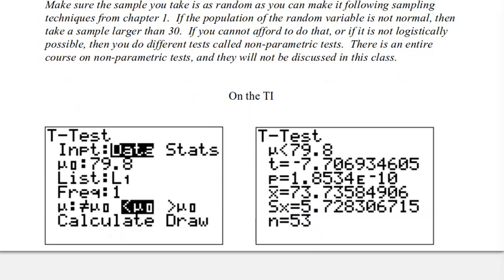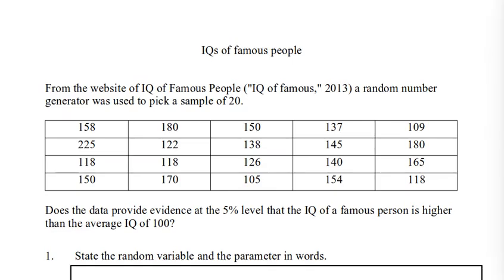So on a TI, we're going to do a t-test. Okay, let's look at the first of two examples using a t-test for a hypothesis test of means. So from the website of IQ of Famous People, a random number generator was used to pick a sample of 20. So here are 20 randomly selected IQ scores of famous people. Does the data provide evidence at the 5% level of significance that the IQ of a famous person is higher than the average IQ of 100?